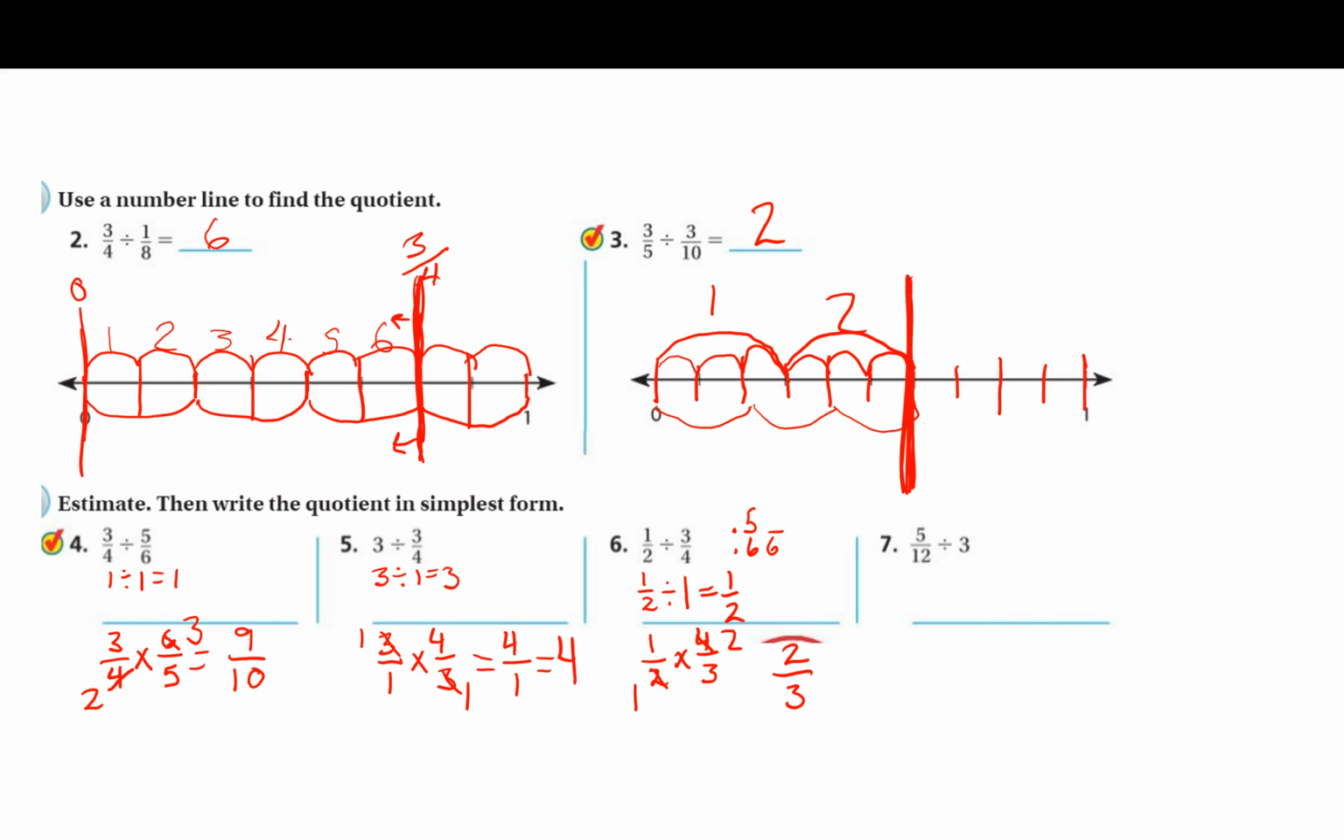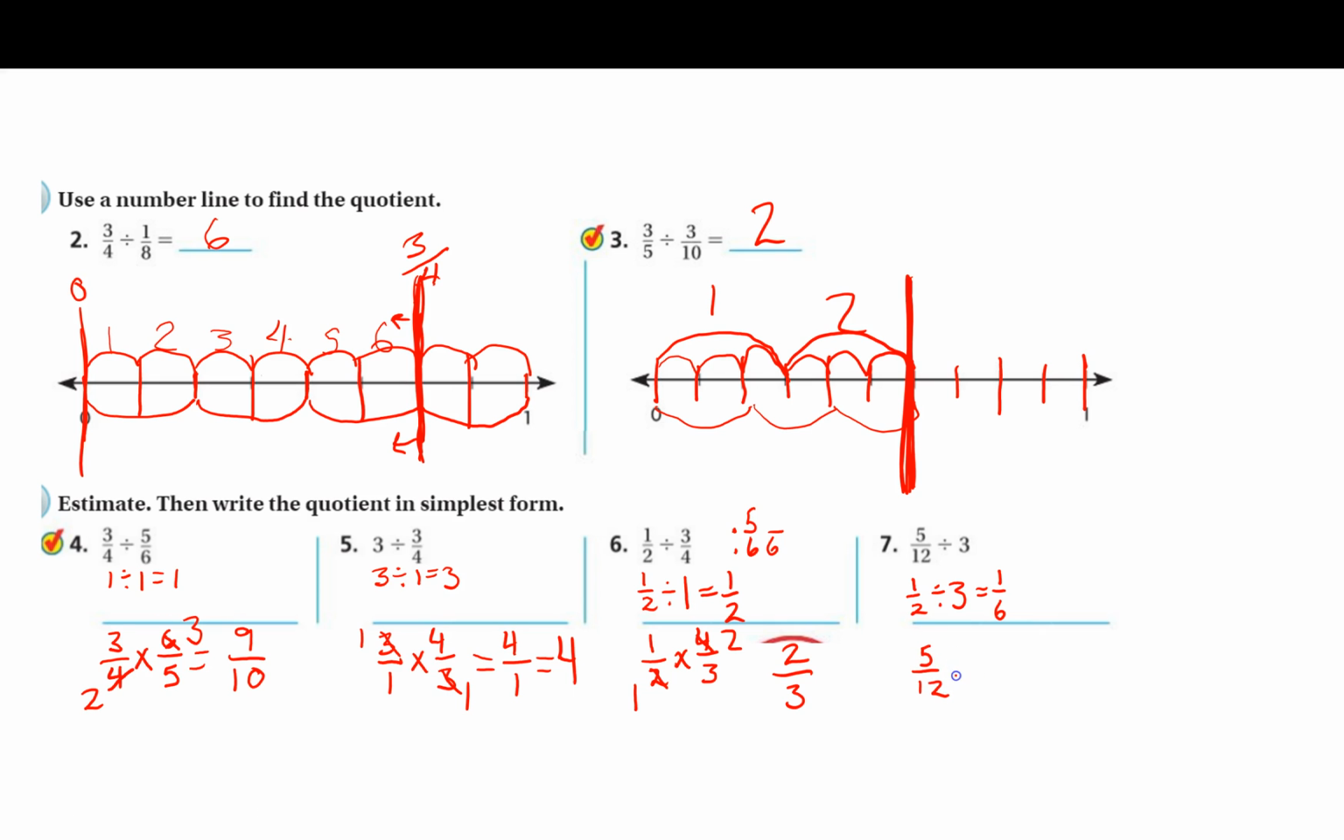All right, let's go to my last one. 5/12 divided by 3. That's about a half divided by 3, and that's going to be about, remember we can multiply, 1/6. 2 times 3 is 6, we keep our numerator. So my answer is going to be about 1/6. Now let's find the exact.